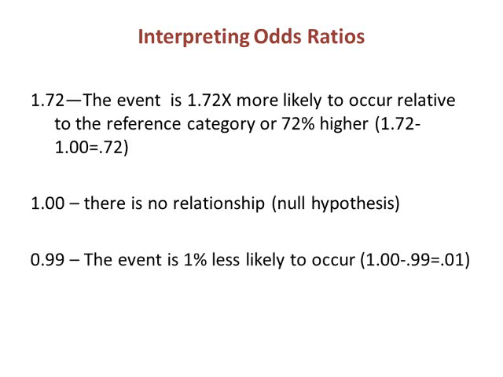A negative relationship has an odds ratio of less than 1. The odds ratio for non-metropolitan locations is 0.99. I would say that the event is 1% less likely to occur than the reference category, which is metropolitan locations. I get 1% by subtracting 0.99 from the null hypothesis of 1, then multiplying by 100.